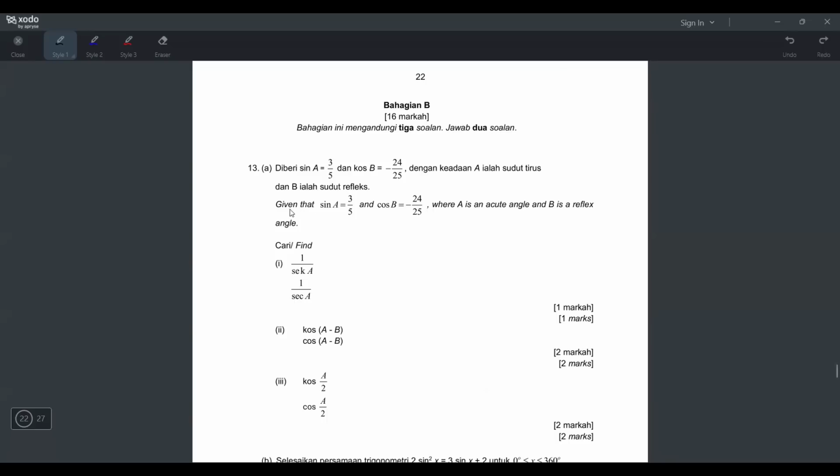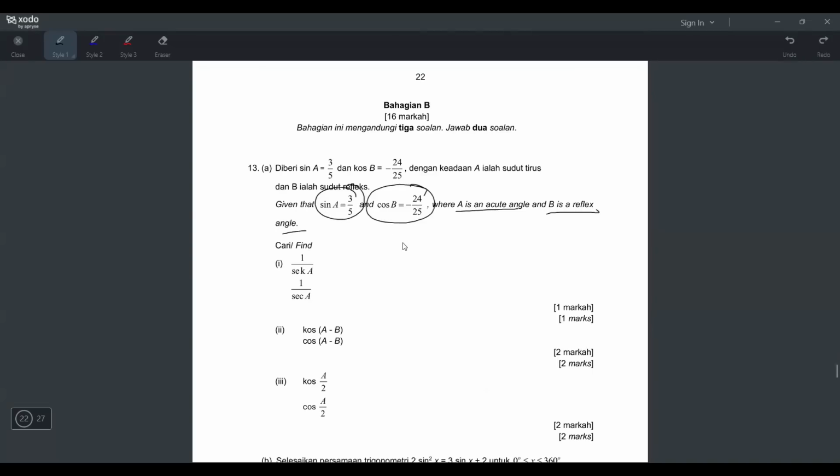Okay, let's do it. Given that sine A is 3 over 5, cos B is negative 24 over 25, A is an acute angle, B is a reflex angle, find 1 over sec A, cos of A minus B, 3 cos A over 2. Okay, for this type of question, you need to draw. Because this type of question, they are not asking you to find the angle. So I don't want to see any of you press shift sine 3 over 5. Don't do that, please.